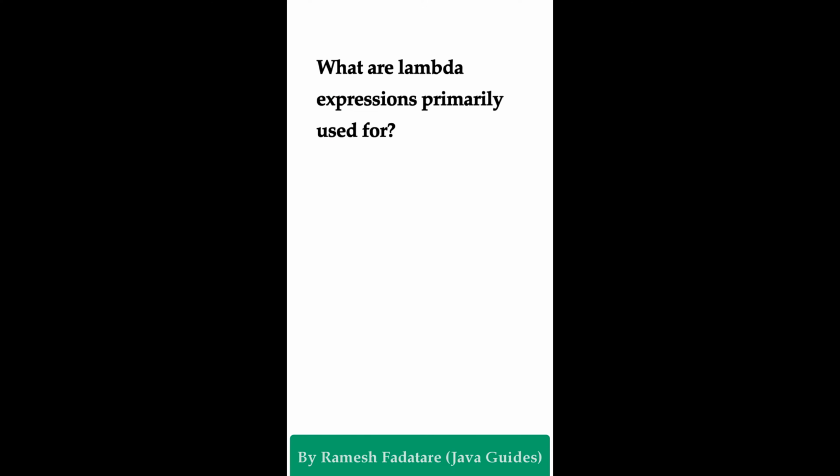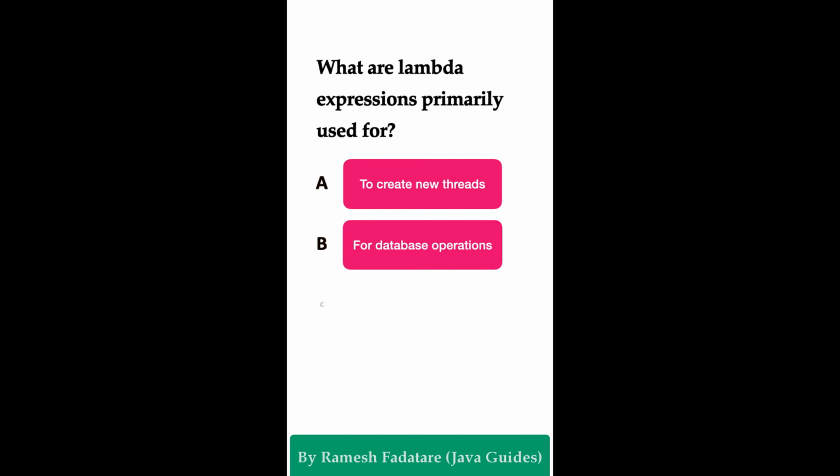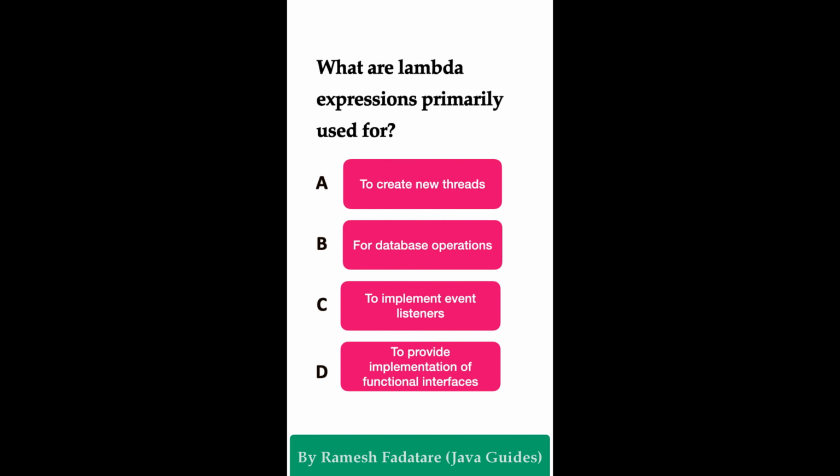What are lambda expressions primarily used for? Option A, to create new threads. Option B, for database operations. Option C, to implement event listeners. Option D, to provide implementation of functional interfaces. Well, you have 5 seconds to answer this question.